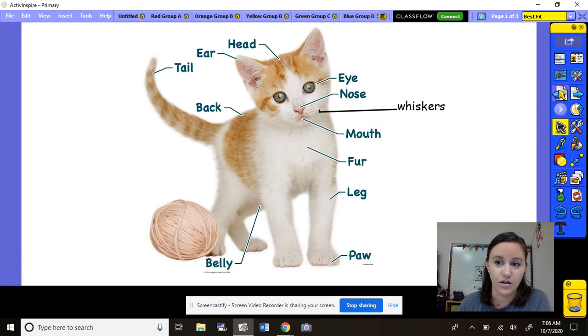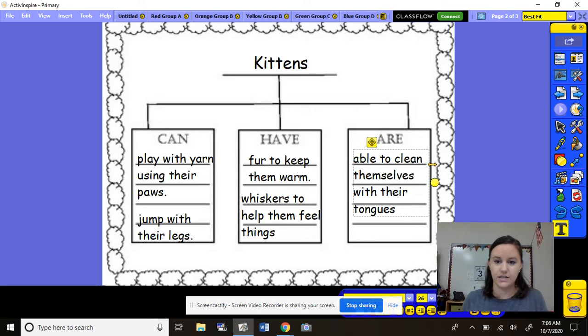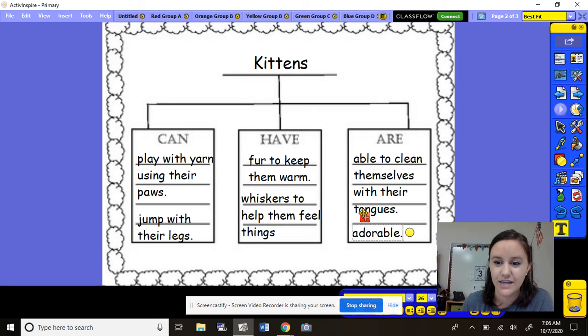And then kittens are able to clean themselves with their tongues. I might pop in a little opinion there. Kittens are adorable. It's an informative piece, so I want to keep it factual, but most people agree that kittens are cute. There are some that have differing opinions, and that's okay.